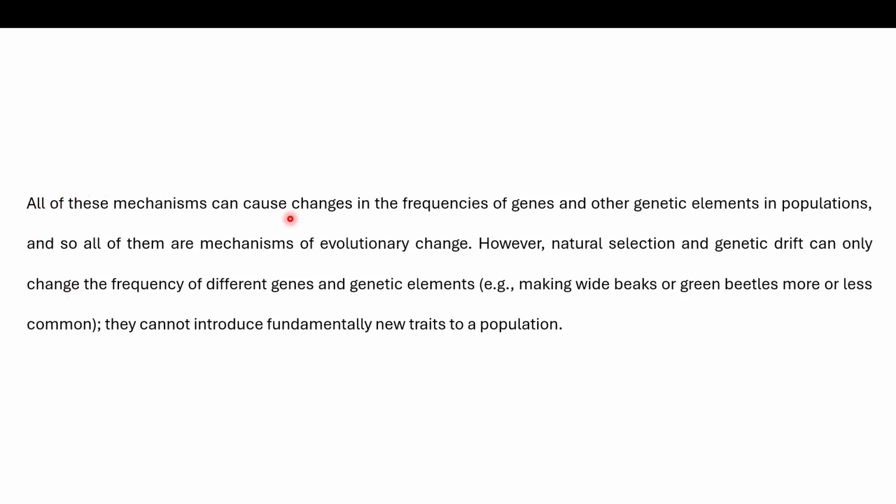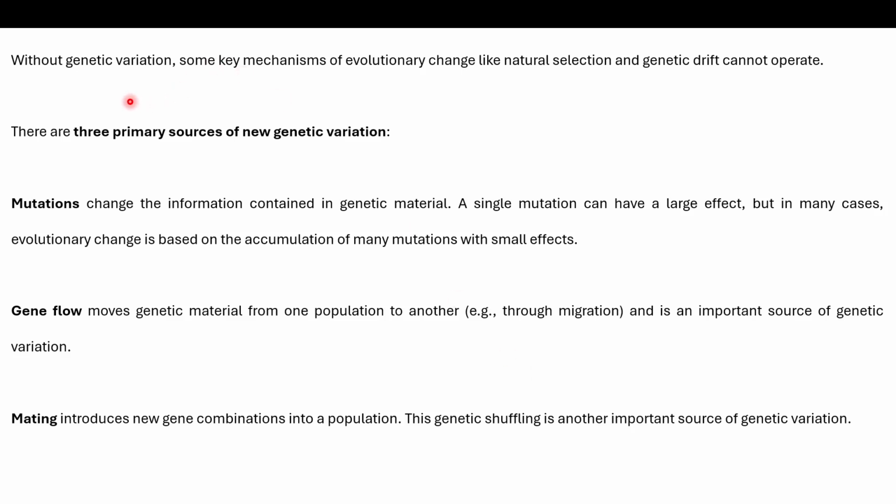So all of these mechanisms can cause changes in the frequencies of genes and other genetic elements in populations. And so all of them are mechanisms of evolutionary change. However, natural selection and genetic drift can only change the frequency of different genes and genetic elements, for example, making white beaks or green beetles more or less common. So they cannot introduce fundamentally new traits to a population. And without genetic variation, some key mechanisms of evolutionary change like natural selection and genetic drift cannot really operate.